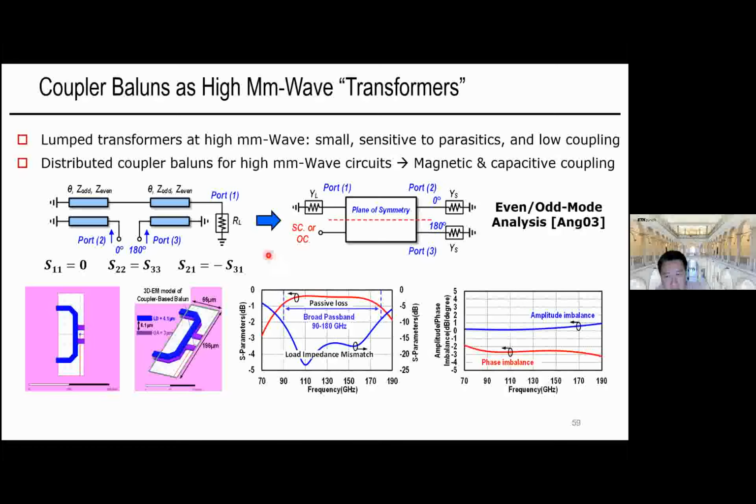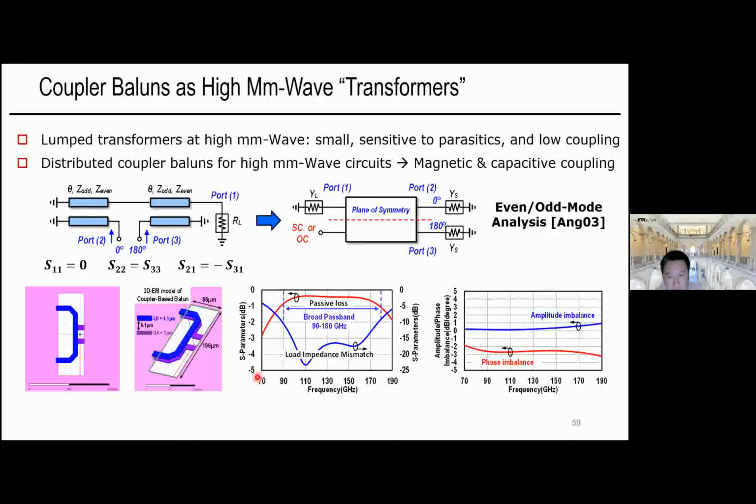So a generic coupler balun is shown on the left, and port 2 and port 3 are the differential ports, and port 1 is essentially the single-ended load. As we can see, because the coupler balun typically has some kind of intrinsic symmetry, we can use even mode or odd mode analysis to understand the impedance transformation and also the bandwidth of the couplers.